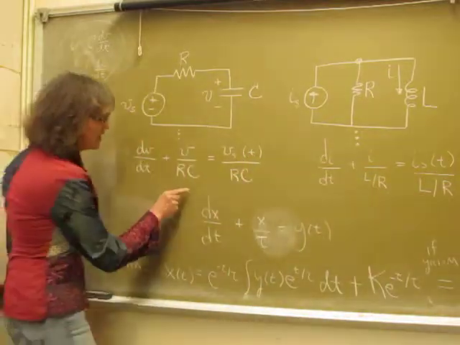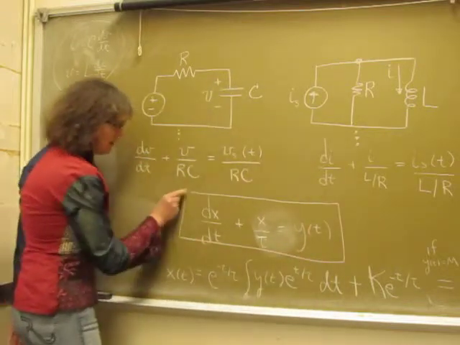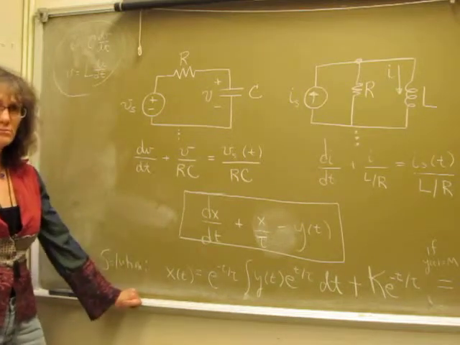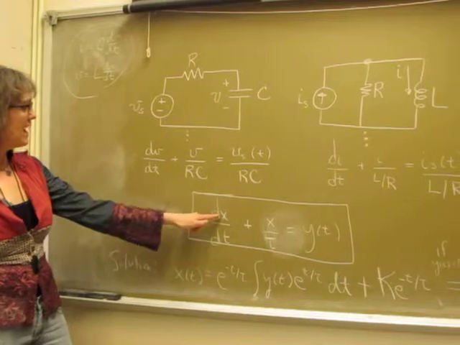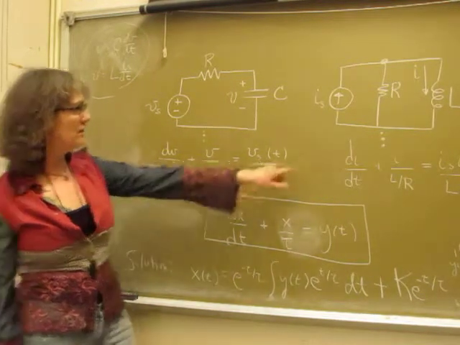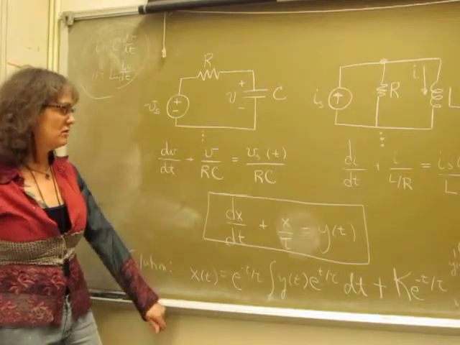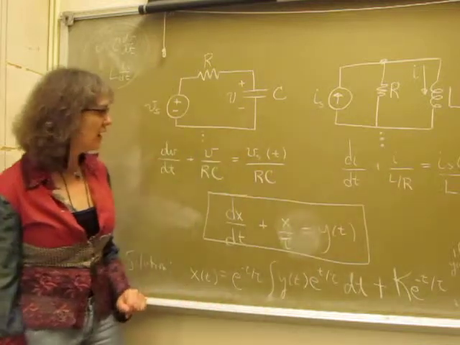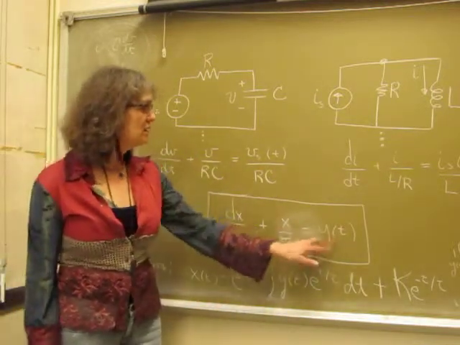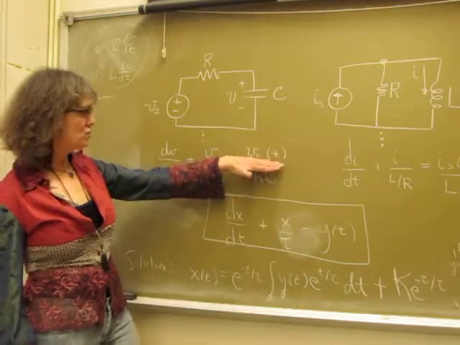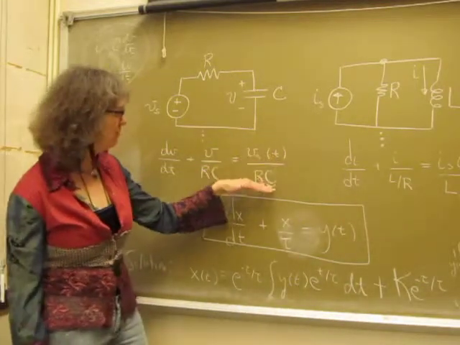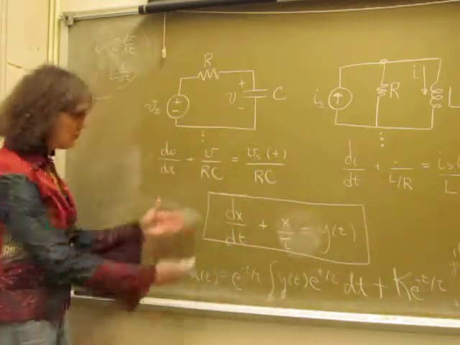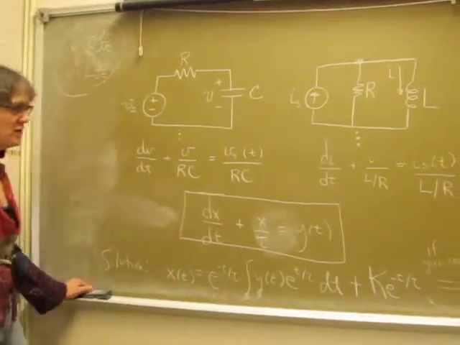So I hope you'll agree that this equation here is a first-order differential equation that describes any first-order circuit. If it's this one, the X refers to the voltage across the capacitor. If it's this one, it refers to the current through the inductor. Tau for this circuit is RC. For this circuit, it's L over R. And this function here, of course, has to do with the voltage source or the current source. In this case, you're dividing them both by the tau of their own circuits.